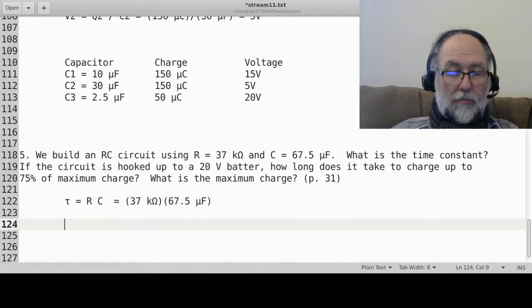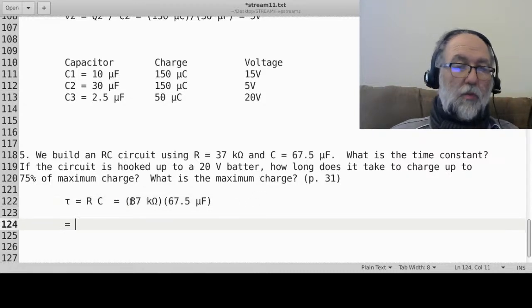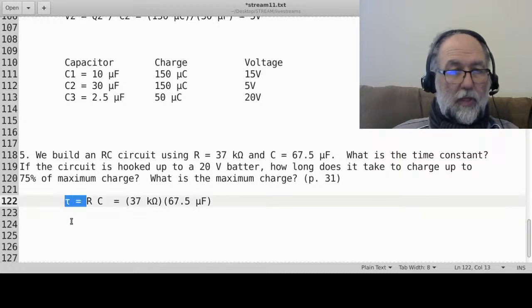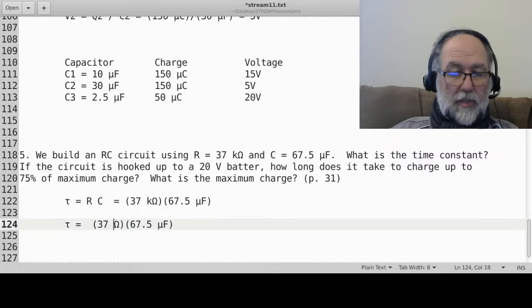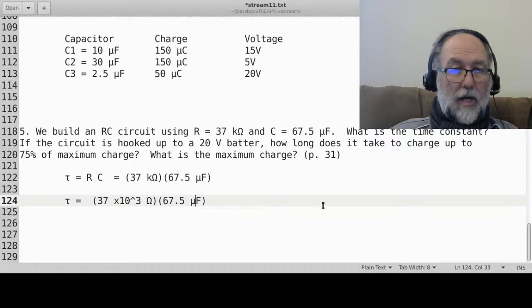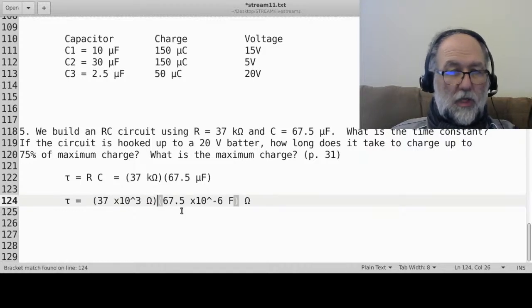Well, what's going to happen here? We better just put this one in MKS, and we'll just rewrite that. The k there is going to be times 10 to the exponent 3. Kilo is 10 to the 3. Micro is times 10 to the negative 6. Now the units look funny because you've got an ohm out here and a farad out here, so let me just pull the units out.